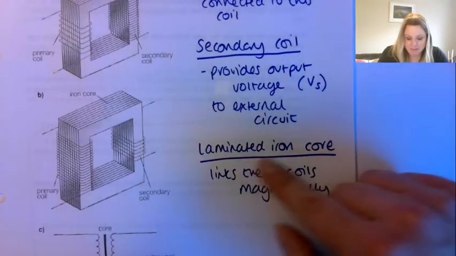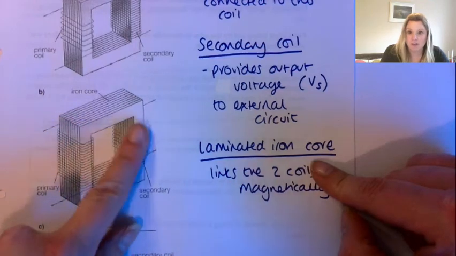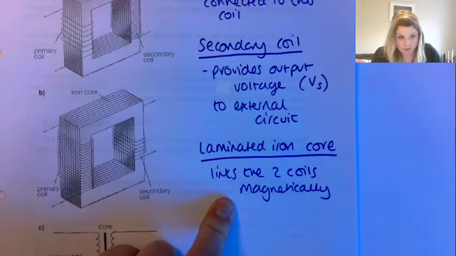And then the laminated iron core. Laminated is just there to show you that the current can't travel along here. It links the two coils magnetically, so write that down for me as well, please.